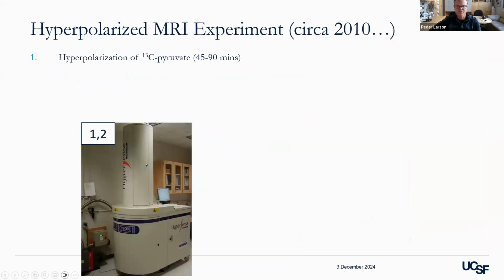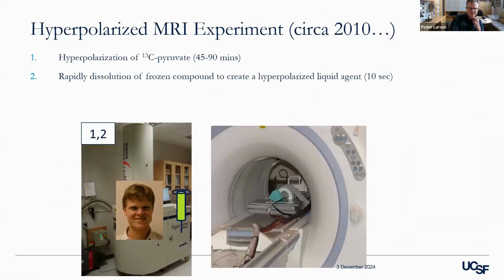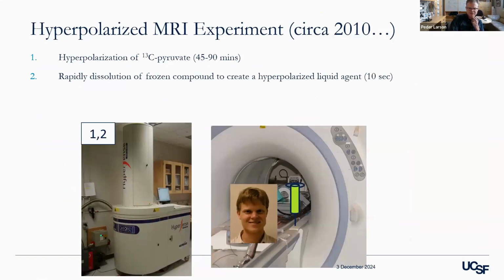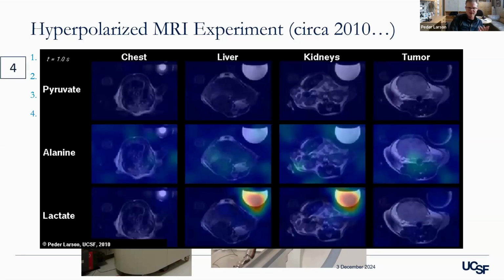So this is what the experiment looks like, very quickly, circa 2010. Polarization for about an hour, rapid dissolution for 10 seconds. A younger version of myself takes the contrast agent into the scanner. Somebody who's more qualified to work with animals injects the agent into an animal at that time. And we do rapid imaging here.